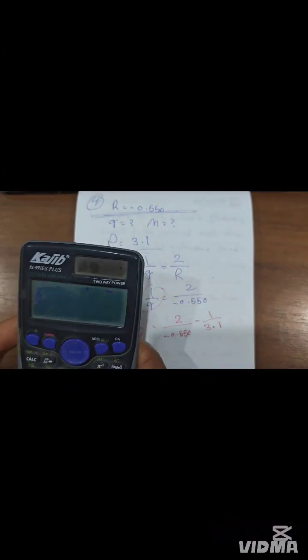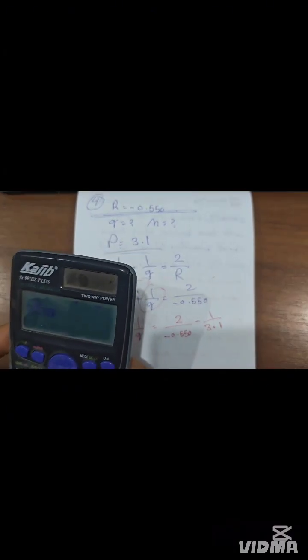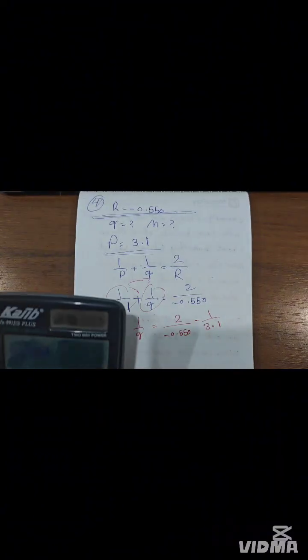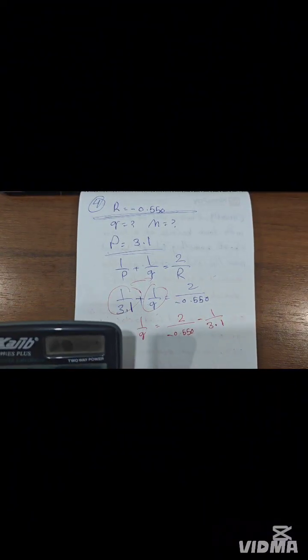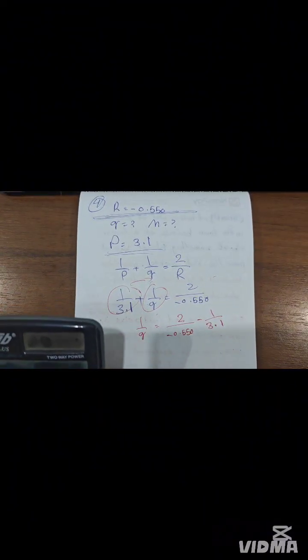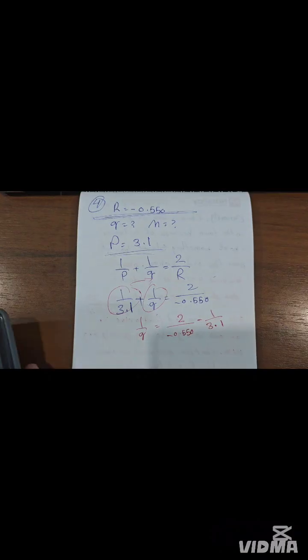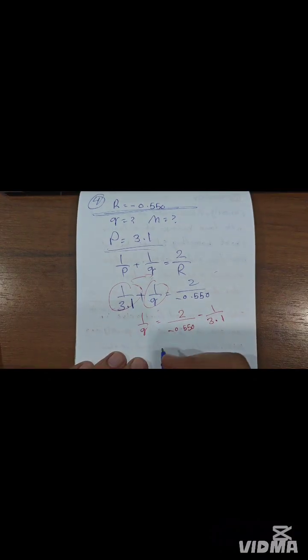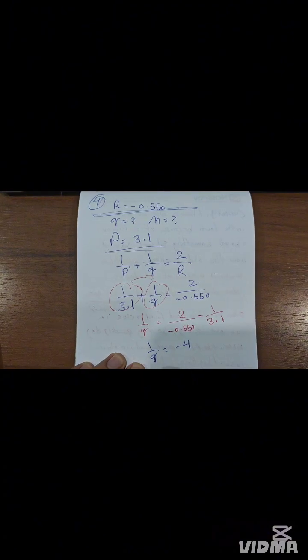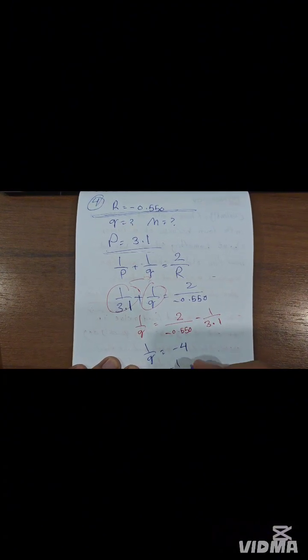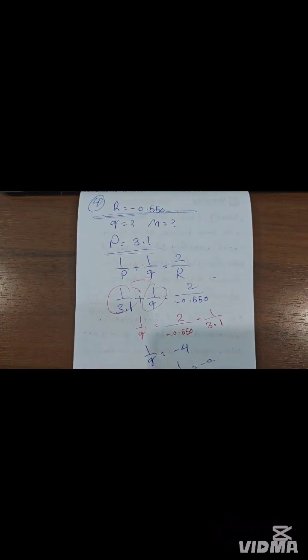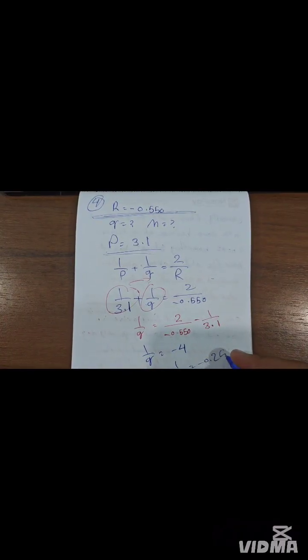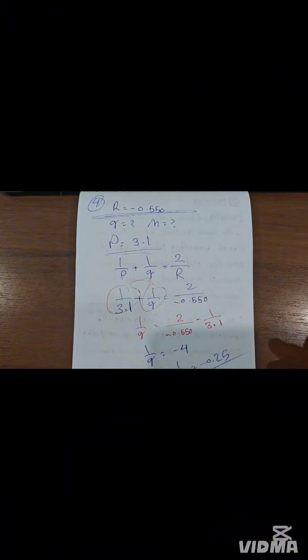2 over negative 0.550, minus 1 over 3.1. The answer will be 1 over Q, negative 4. To get the value of Q, we have to flip this number. 1 over 4 will be negative 0.25, I think. Yes, 0.25. The value of Q is negative 0.25.